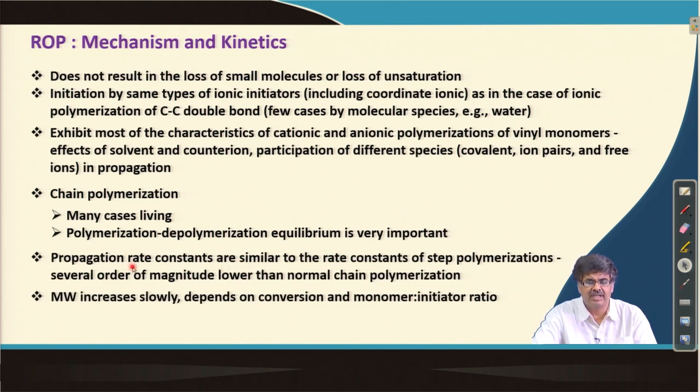And this is important: though it's a chain polymerization, the propagation rate constants, or the polymerization rates, are actually similar to the rate constants of step polymerizations, not the same as chain polymerizations. So they are several orders of magnitude lower than normal chain polymerization. As a result, molecular weight increases slowly, and depends on the conversion and the monomer to initiator ratio.